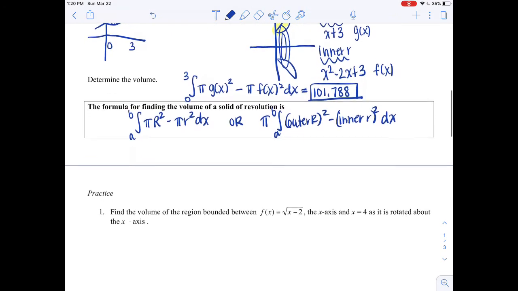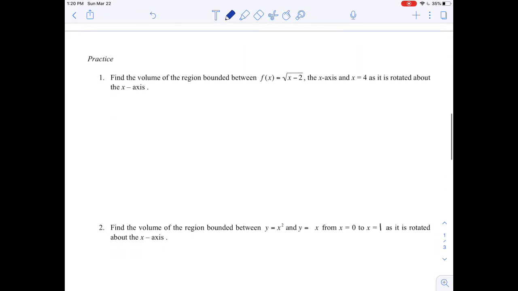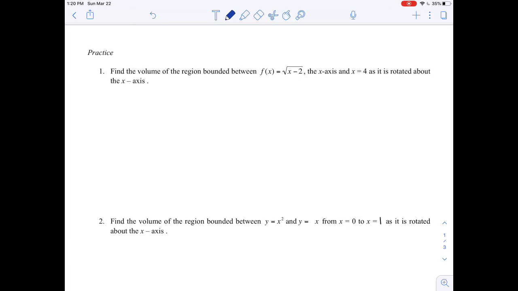So let's try one or two more examples, just so you can get used to the process for this. You'll notice this time there's no graph provided. So the first thing you're going to want to do is graph this for yourself. So I'm going to set this up.